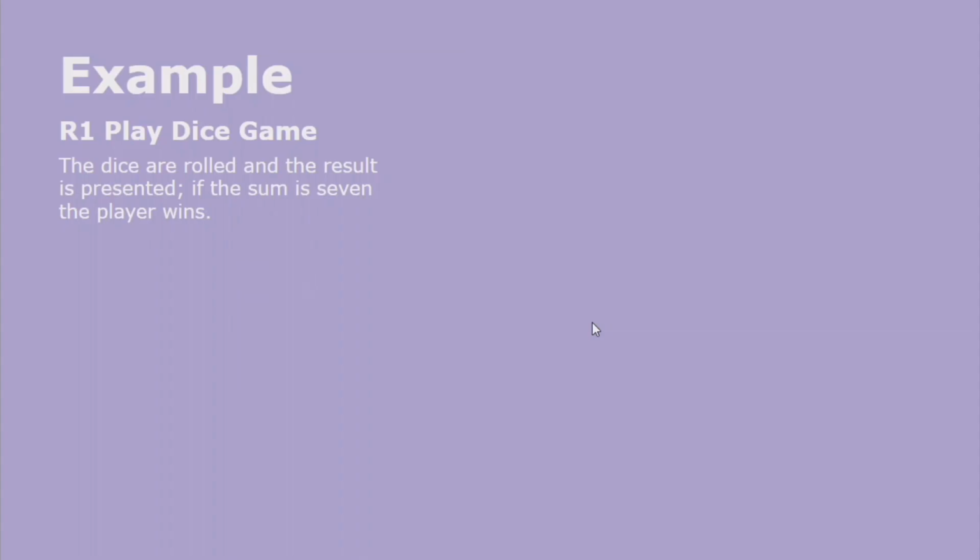So, a small mini example. We have a requirement, play dice game. It simply states that the dice are rolled and the result is presented. If the sum is 7, the player wins. So, anyone knows any central concept in this small requirement? What's the most central part here? Anyone? The dice. Dice, exactly.